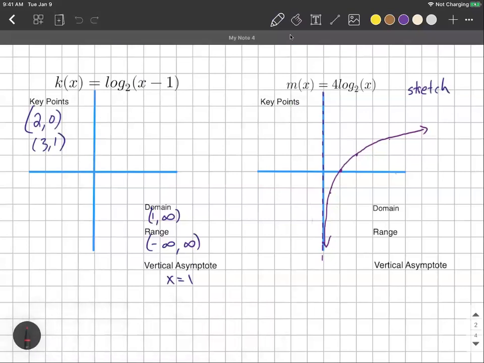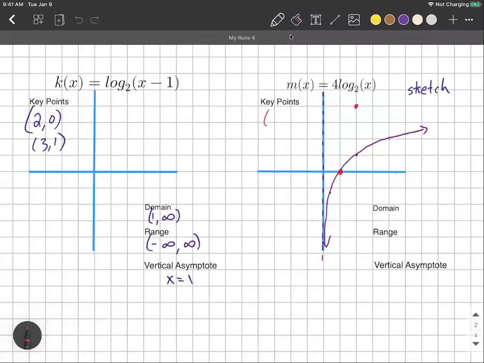So this one stays where it was. It was at 1, 0. So as we multiply the 0 by 4, 0 times anything is still going to give us 0. But our other key point was over here at 2, 1. As we multiply that y value by 4, it's going to go to 2, 4. So it's going to be all the way up here.